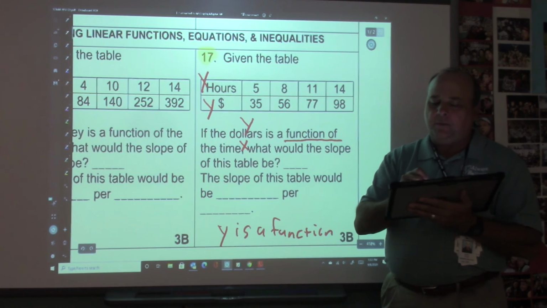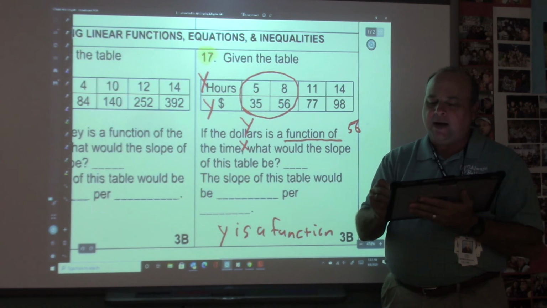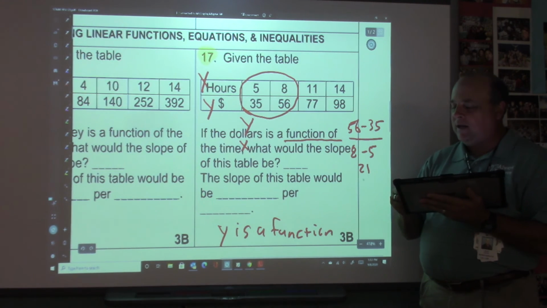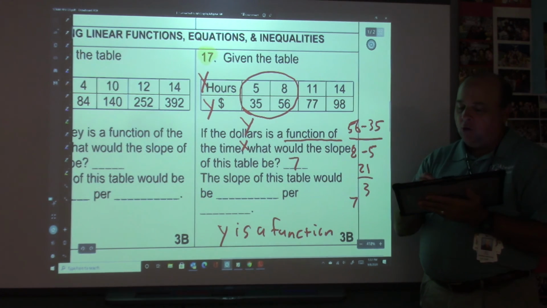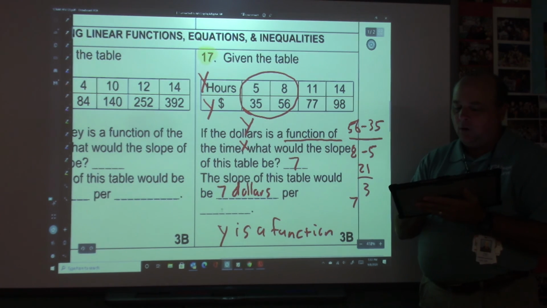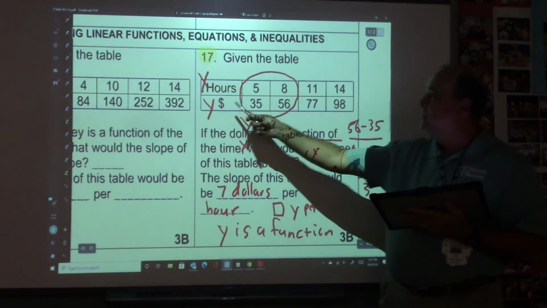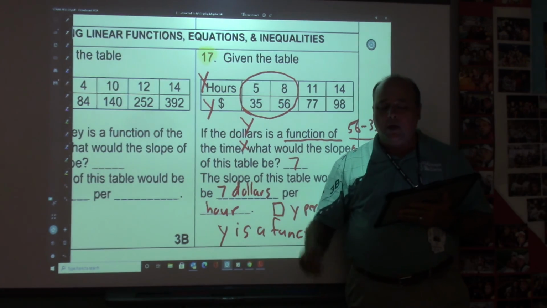To get my slope, I'm going to pick these two numbers, and I'm going to do 56 minus 35 over 8 minus 5. So 56 minus 35 is 21 over 3. If you punch that in on the calculator, it gives you the answer, which would be 7. So my slope is 7, and the slope would be $7 per hour. Remember, your slope is the slope and then y per x. So my y is dollars, my x is hours, so $7 per hour. That's how you would write your slope.